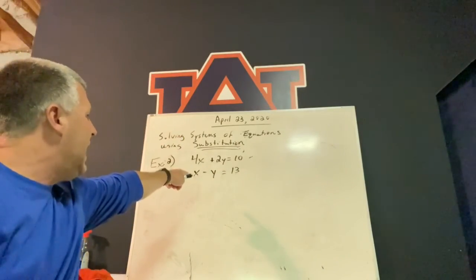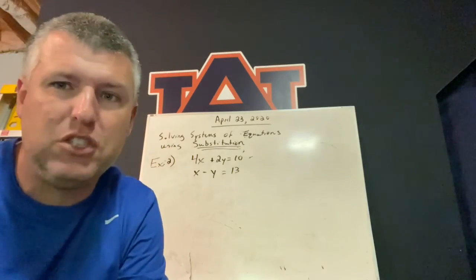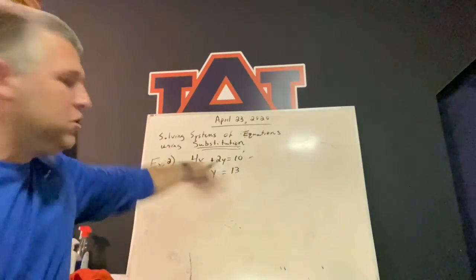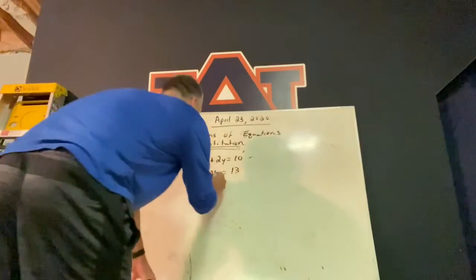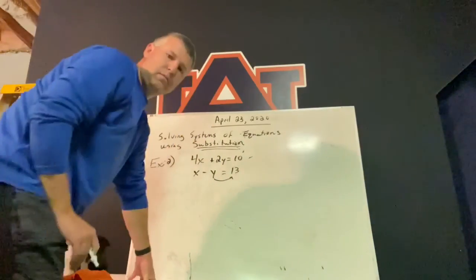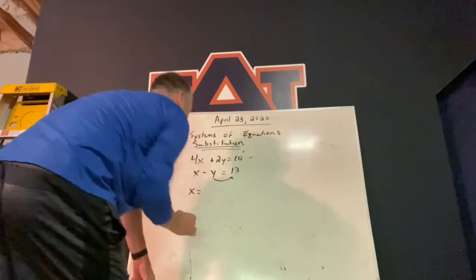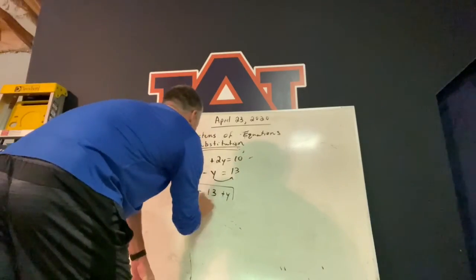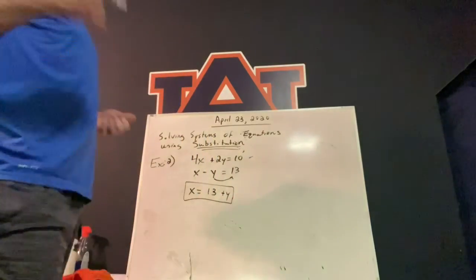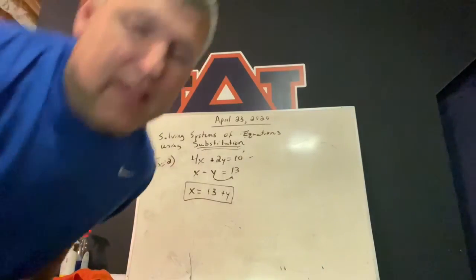Because the y has a negative out in front of it, that kind of makes things strange. So what we're going to do is get the x in the second equation completely by itself. In other words, we're simply going to move the y over. When you do that, x is equal to 13 plus y. It doesn't matter how you write it, you could put y plus 13. Either way, now I have isolated the x.